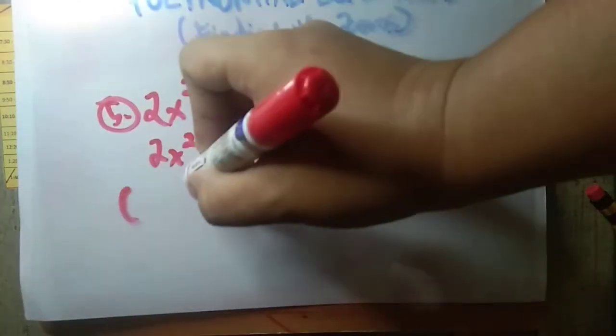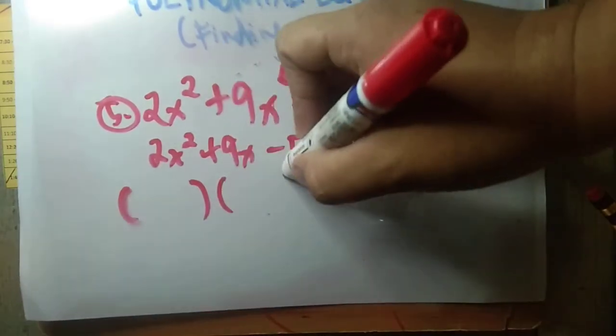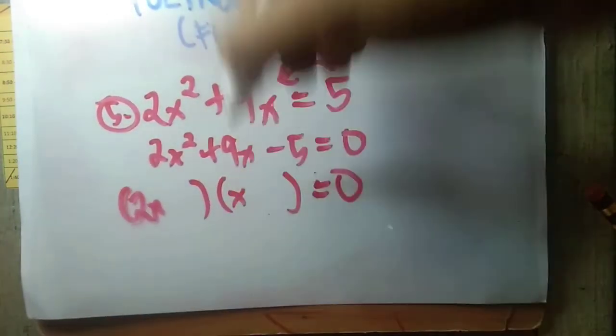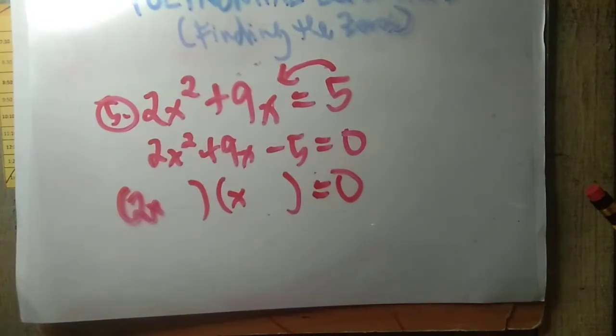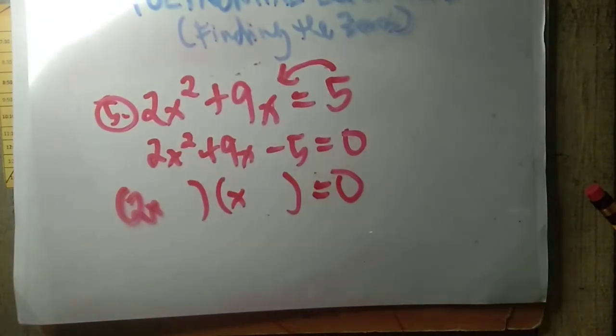So sa case na to, yung factoring method dito, yung isa 2x and then the other one would be x. And then you will be thinking of factors of -5. Tapos after nyan, magta-trial and error ka na with the FOIL method, yung outer tsaka inner term, i-multiply mo yung outer and inner term, kailangan ang making total ay positive 9.